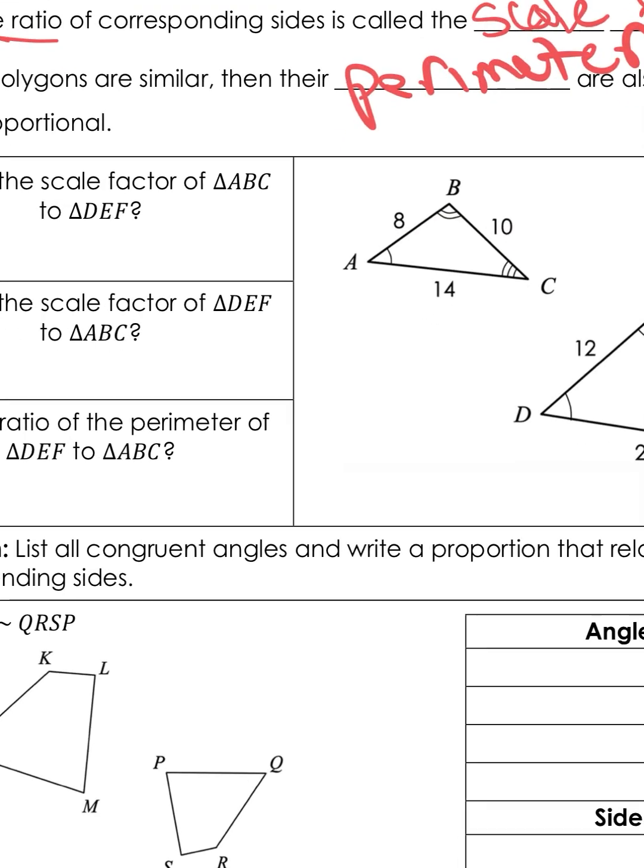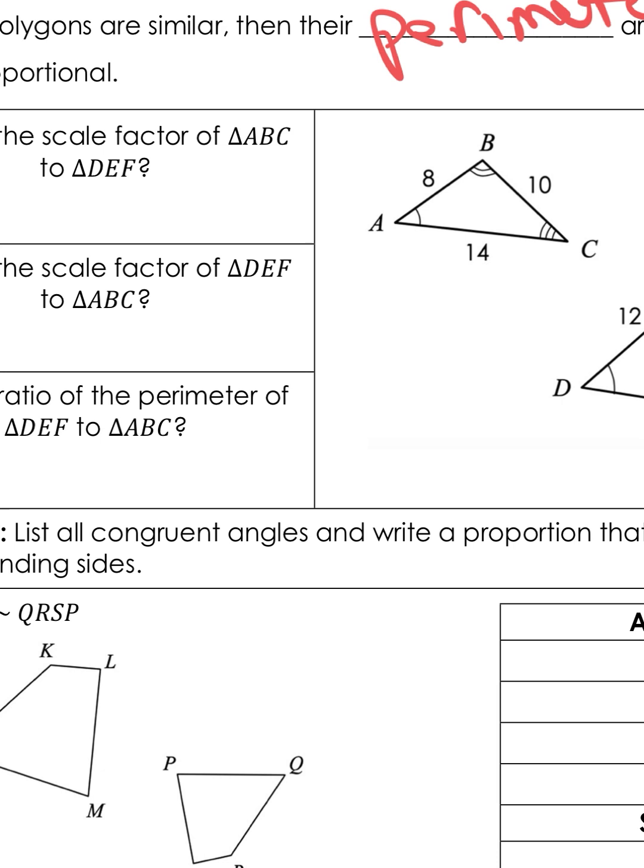So you see these two figures. It says, what's the scale factor of ABC to DEF? Well, we could just take one of these sides, ABC, and pick the corresponding side over here. That's this one. You see how it says A is equal to D and B is equal to E? So those are corresponding sides, 8 and 12. And if we express that as a ratio, 8 to 12, that's the scale factor.